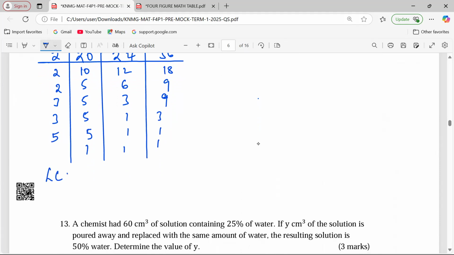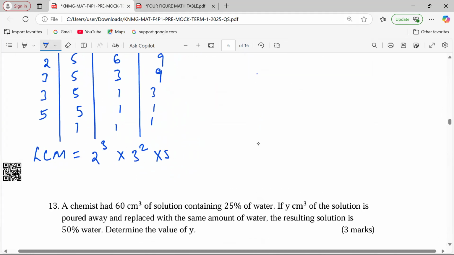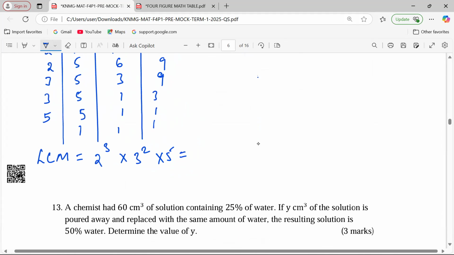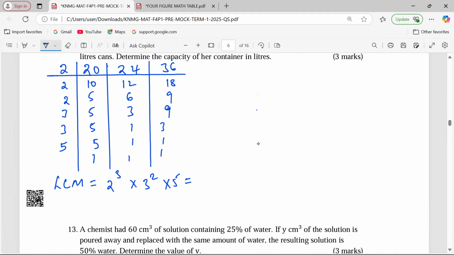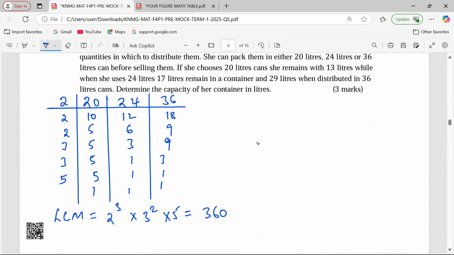So the LCM equals 2 power 3 multiplied by 3 squared multiplied by 5. We check that. 2 power 3, 8, multiplied by 3 power 2, 9, multiplied by 5, which is 360. 360, that way. But now, the container is a bit interesting.